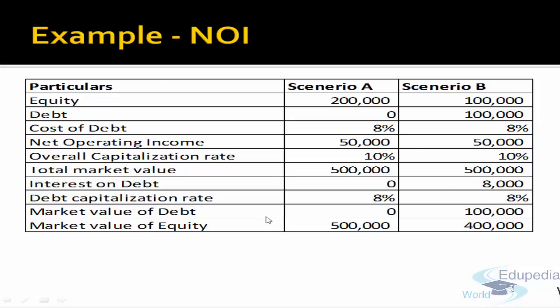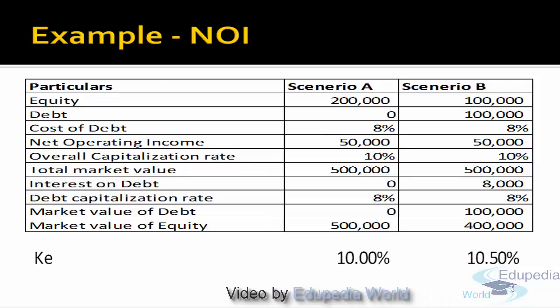This means that the equity capitalization can be calculated by subtracting the market value of the debt from the total market value of the firm. So in scenario B, if I have to compute KE, that will be the earnings available, 42,000, which is 50,000 less 8,000, divided by the market value of equity, which is 4 lakh. So 42,000 divided by 4 lakh is 10.50%. So KE in scenario 1 is 10%, and in scenario B, it increased to 10.50%.